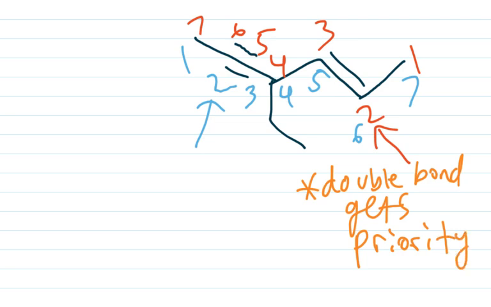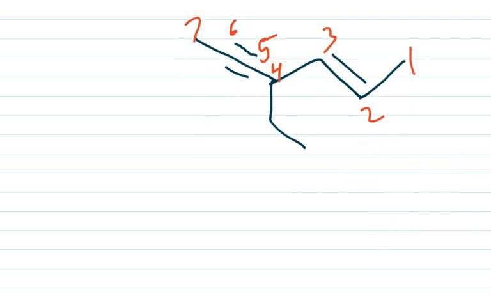So knowing this, let's put the correct numbering pattern on here instead of the incorrect one. So this would be the correct numbering pattern. And now we can go and name the molecule. So first we need to know that we have an ethyl substituent off the 4th carbon. So let's write that down. We have an ethyl substituent off the 4th carbon. And then we can just view the fact that we have a double bond on the 2nd carbon and a triple bond on the 5th carbon.